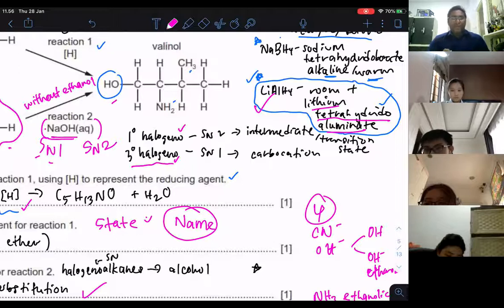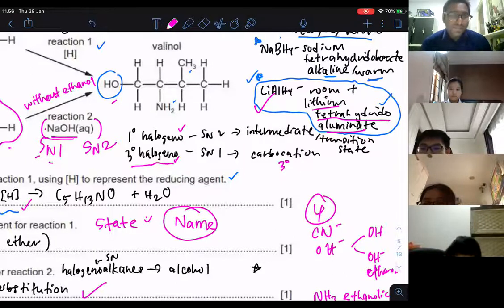Carbocation will be more stable if you have a tertiary carbocation. This is Markovnikov's rule. In order to get a tertiary carbocation, you can only get it from a tertiary halogenoalkane. So whenever we are dealing with any tertiary halogenoalkane, we are dealing with the formation of carbocation. Simple as that. If you are talking about a primary halogenoalkane, you are going to form a primary carbocation, which is not stable. So we do not use that method.